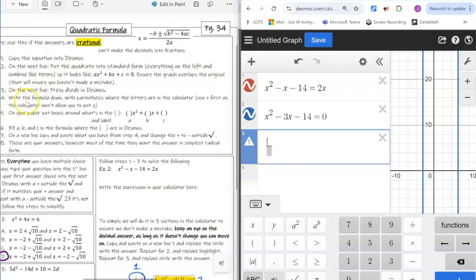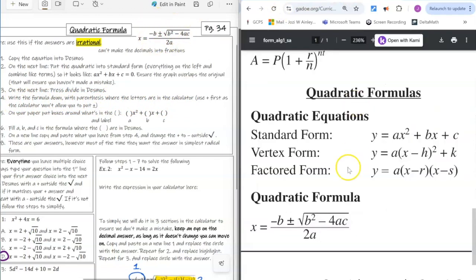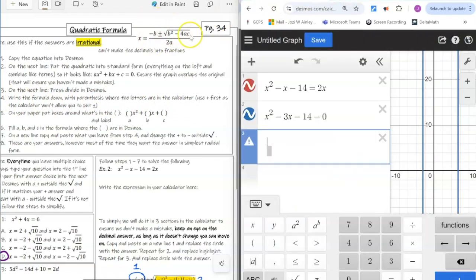Okay, next one, write the formula down with parentheses where the letters are in the calculator. Okay, so this is the formula, and again, you don't have to remember, it'll be given to you. All right, so we're going to write this formula down with parentheses every time I see a letter. So we're copying exactly minus, so I put minus. B, oh, I see a letter, so I put what? Parentheses. I see plus minus. How do I put that in the calculator? Let's go read our notes. It says use plus first as the calculator doesn't allow you to do plus minus. Okay, so I'm going to put plus first.